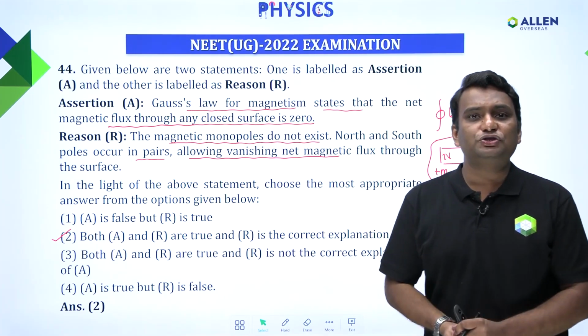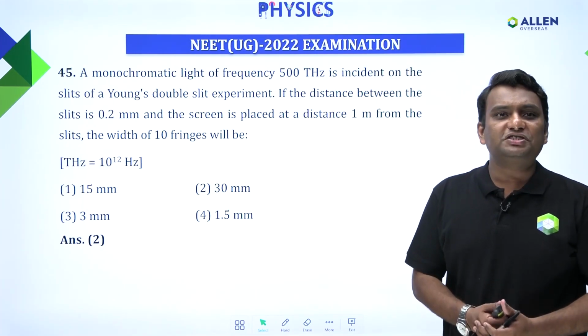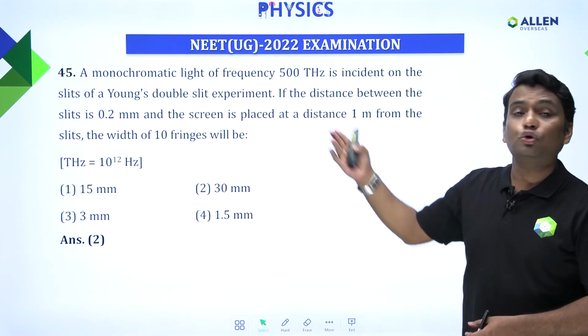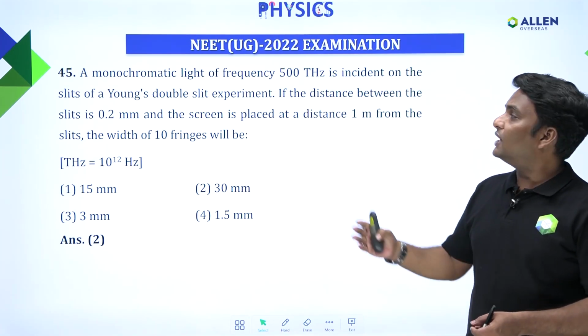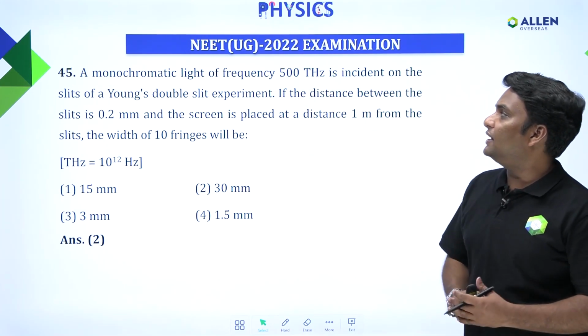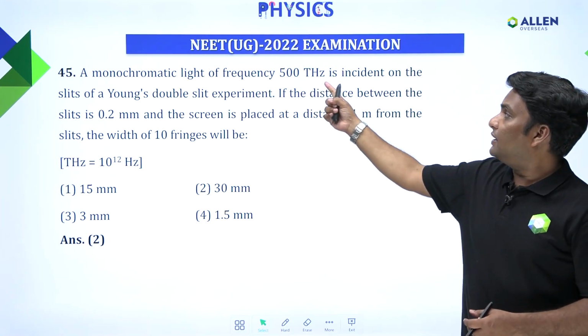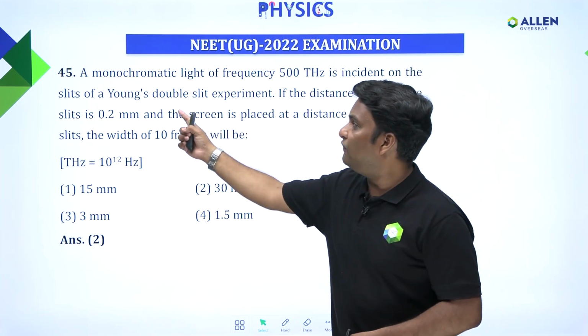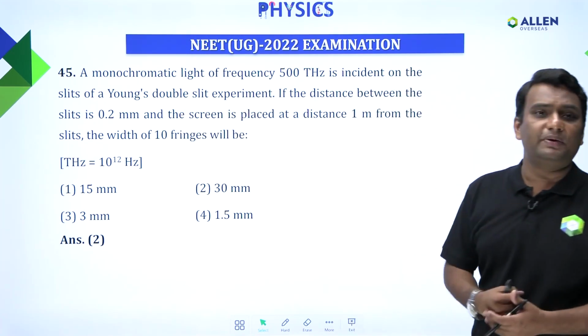I hope everyone understood this question. Now the next question in the sequence, that is question number 45. It says we have a monochromatic light, and for that light the frequency that has been given is 500 terahertz. It has been incident on the slits of Young's double slit experiment.